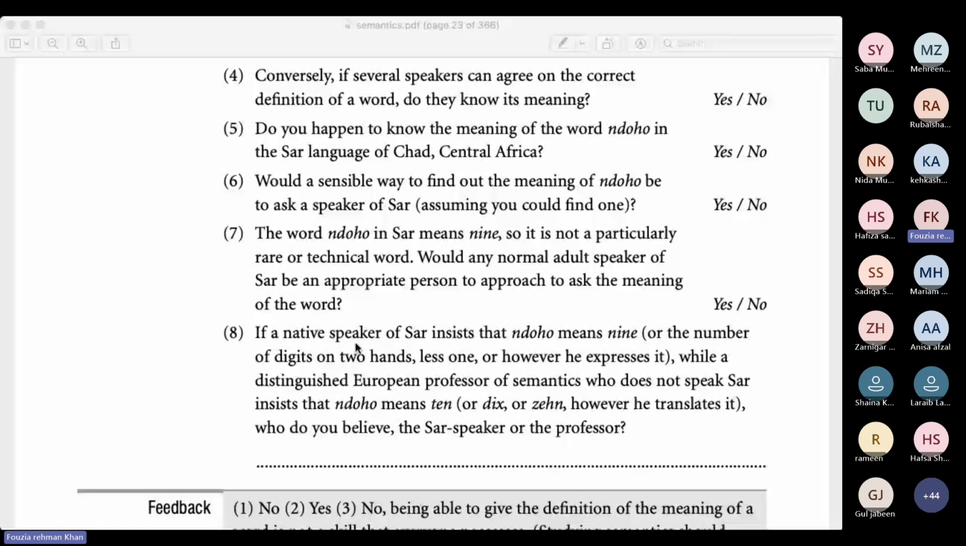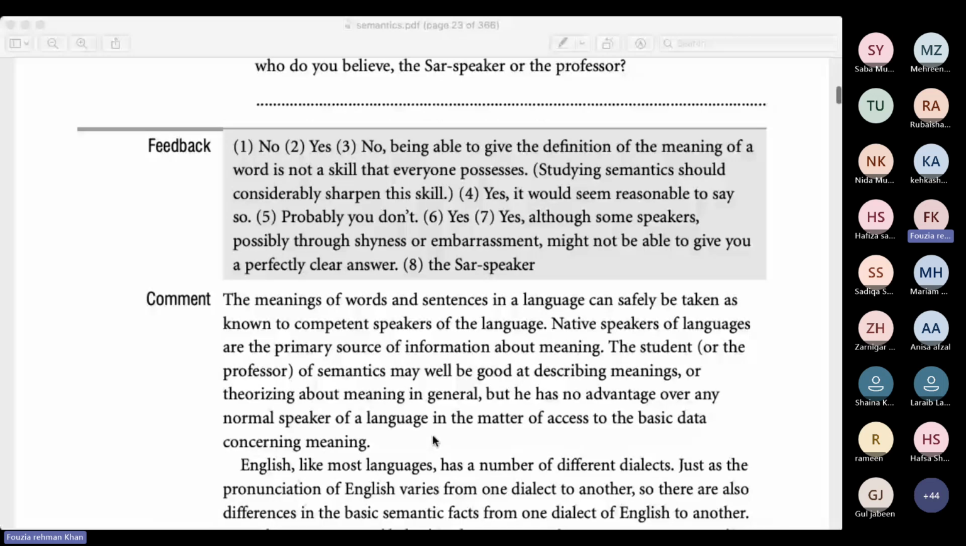If a native speaker of Sar, an African language, insists that Nduho means nine, or the digits on two hands less one, however he expresses it, while European professors of semantics who do not speak Sar insist that Nduho means ten, or dix, however he translates, who do you believe, the Sar speaker or the professor? The native speaker of any language is more reliable than any teacher teaching that language. So we will believe the Sar speaker, who is a native speaker, as far as the meaning of any word is concerned. So they are more reliable.